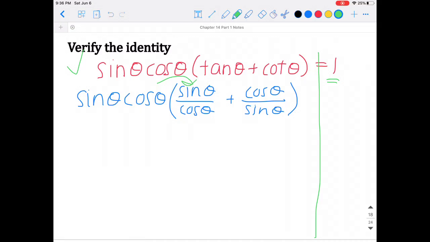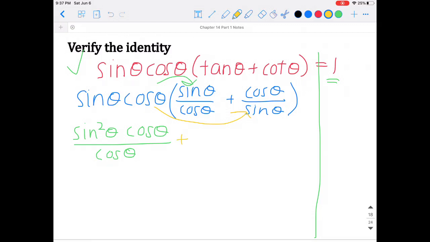So when I distribute to the top, I have sine of theta times cosine of theta times sine of theta over cosine of theta. So I'm going to rewrite everything out. So now I have sine squared of theta times cosine of theta over cosine of theta. And I know I can simplify. We're going to get to that in a second. Now I distribute to my second term, and I have plus sine of theta cosine squared of theta over sine of theta. Now you'll notice in each of these fractions, we can simplify.